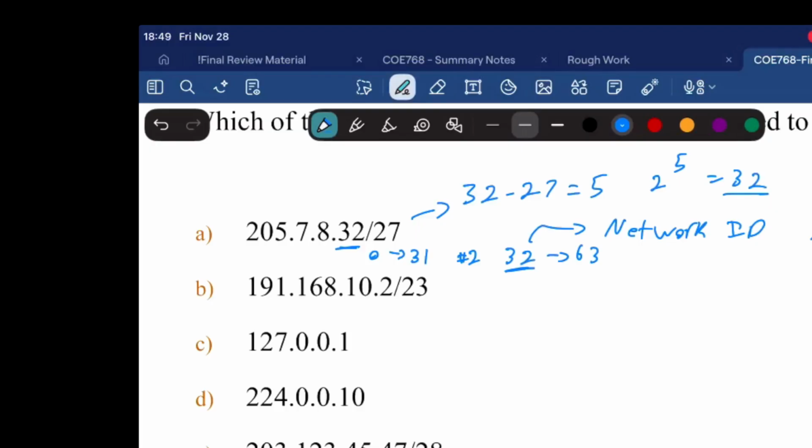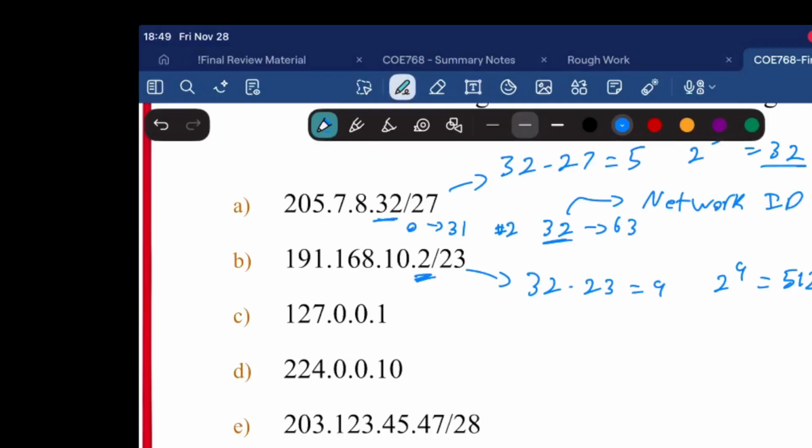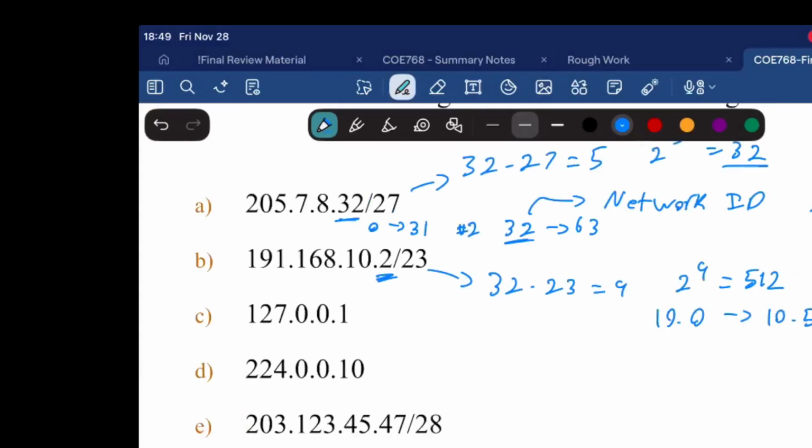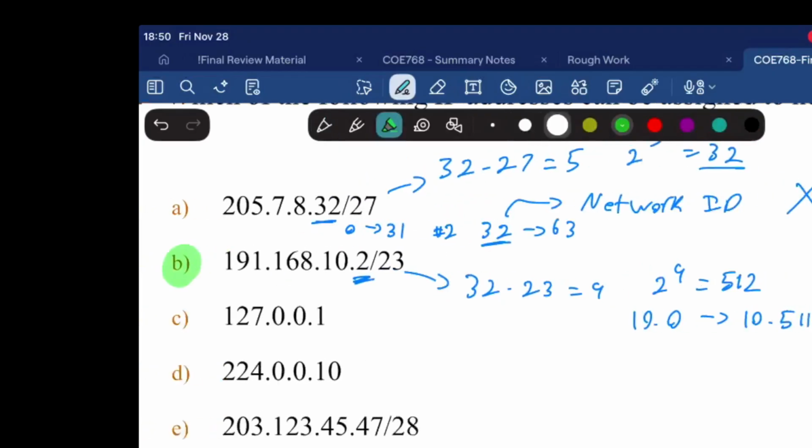The second one, as a matter of fact, we will do the same thing. 32 minus 23 gives us 9. When we do 2 to the power of 9, we get 512. And since this is within this range of, let's say, 10.0 going all the way up to 10.511, we know that this is a valid address, and therefore we can verify it and give it the green signal.